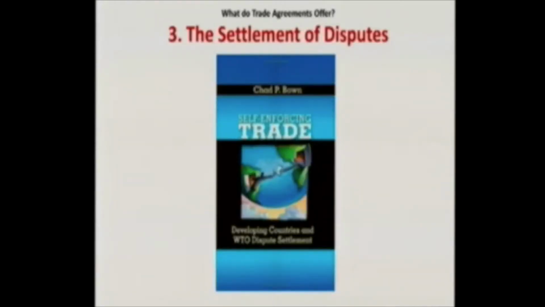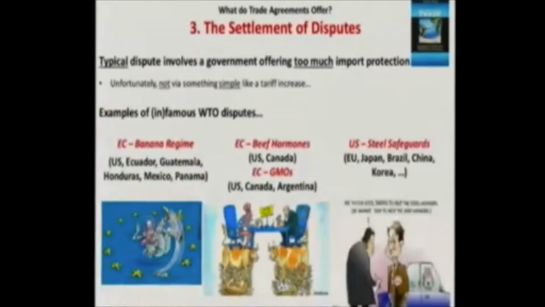The third piece of what these international institutions do is they provide, or they have the potential to provide, for the settlement of disputes. So what trade negotiators, trade policymakers, and trade analysts focus on as well is thinking about the frictions that arise between countries and trying to limit the damage of those frictions. So the typical dispute that we observe out there involves a government offering too much trade protection, trying to protect a domestic industry, going above and beyond the limits of assistance that it had promised its trading partners that it would provide.